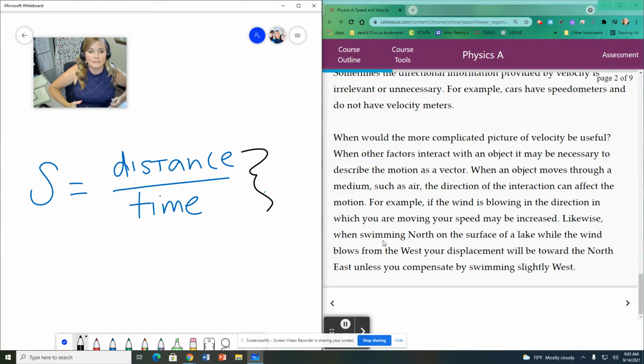And some of the reasons why direction might be useful or needed: if something is moving through a fluid, like air or water, it's important, right? Because if that air is moving around me and I'm golfing, say, and I hit my golf ball, I have to take into consideration the velocity of the wind. Not just its magnitude, but its direction, right?